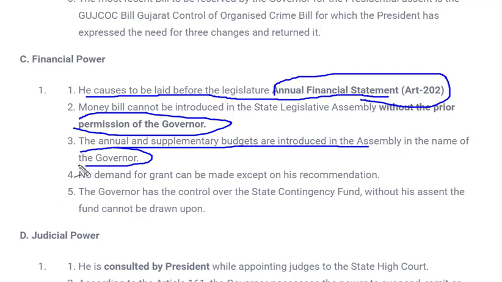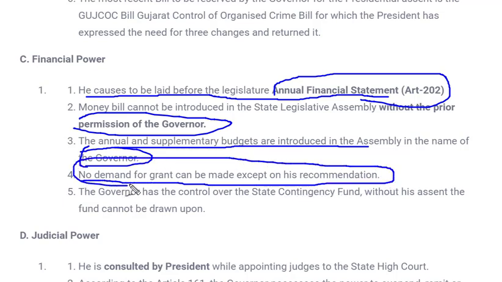So here is the same with budgets. Any supplementary budget introduced in assembly will be in the name of governor. Next, no demand for grant can be made except on his recommendation. So any changes, if any recommendations are needed, they can be asked from the governor. The governor has control over the state contingency fund. Without his assent, the fund cannot be withdrawn.